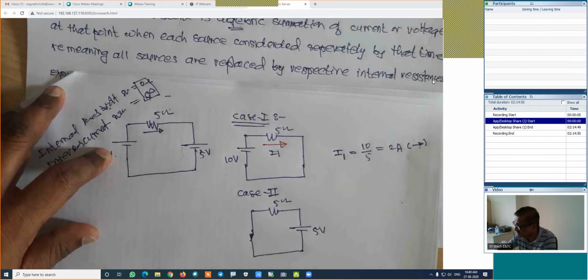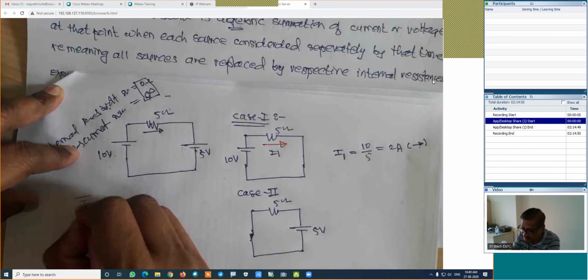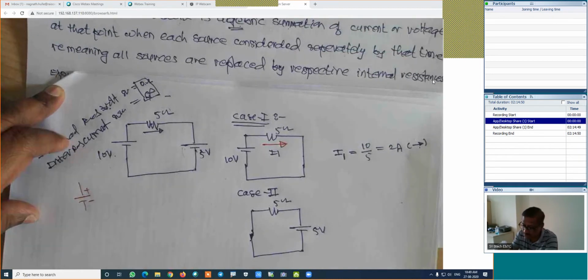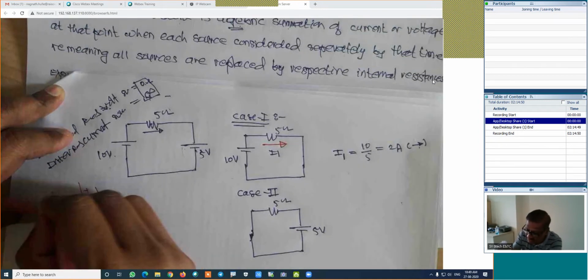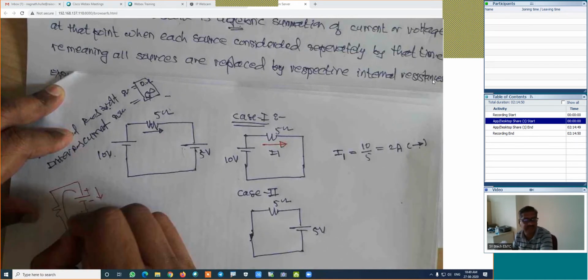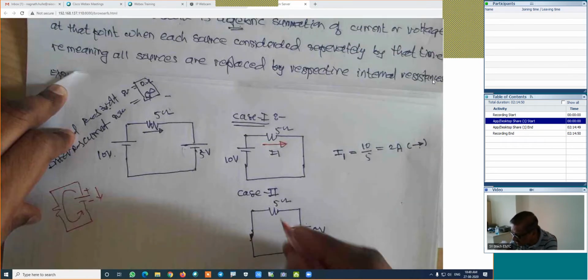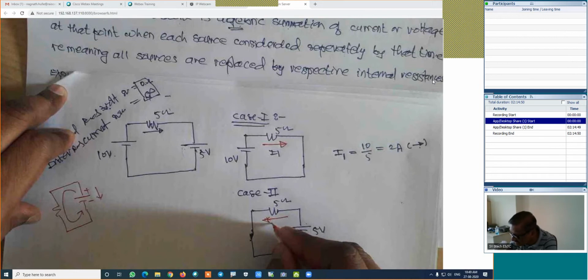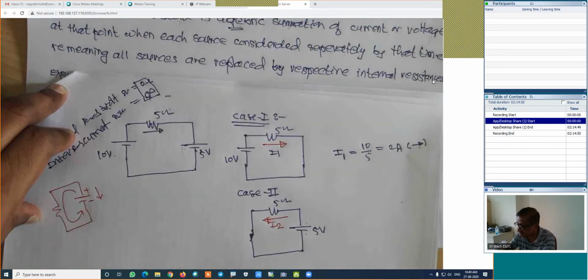Now look at the direction of the current. Current is always flowing from positive to negative through the circuit. If the circuit is something like that, then current will be flowing in this way. That is positive to negative through the circuit. This is the direction of the current, something like this. This current is the I2. Is it right? For the second case.